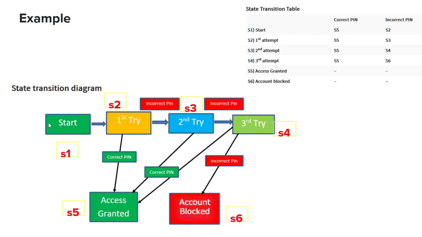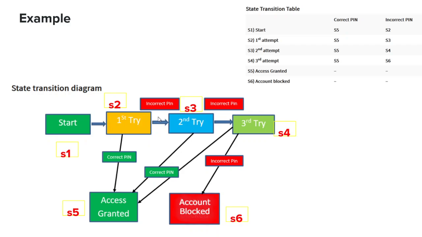And from that starting screen, if the user enters the correct PIN in the first try, that is again another state. So if the user enters the correct PIN, then it should grant the access. The user should be successfully logged in. So now the state is changed. If you see, the initial state was S1, that is the starting state. State 2 is entering the correct PIN. After entering the correct PIN, the state will change. Access will be granted. So the user will come to state 5 here. This is state 5.